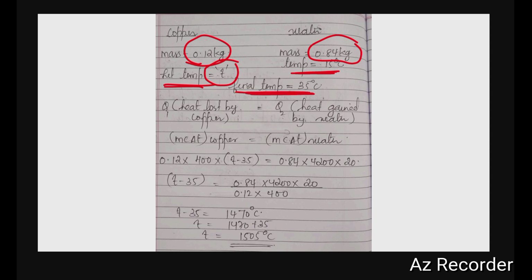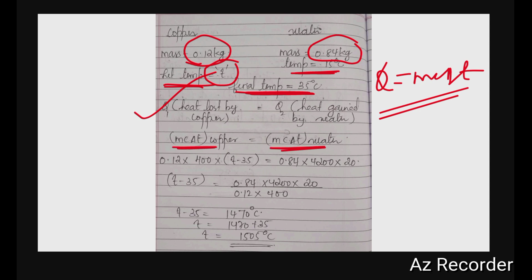Let Q1 be the amount of heat energy lost by the copper and Q2 the amount of heat energy gained by water. By the principle of method of mixtures, we can equate the two, because heat energy lost by the hot object is equal to heat energy gained by the cold object. Since there is a temperature change, we can use our fundamental equation Q = mc delta T. So mc delta T of the copper is equal to mc delta T of water.